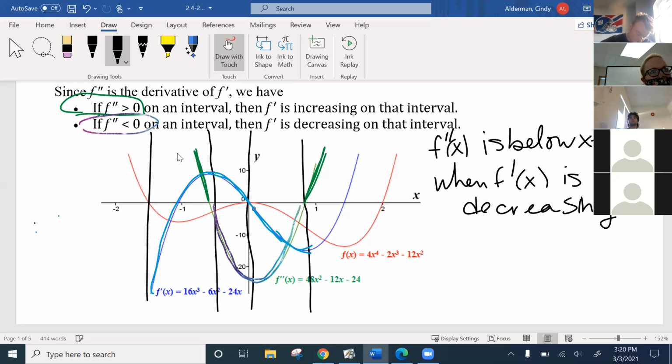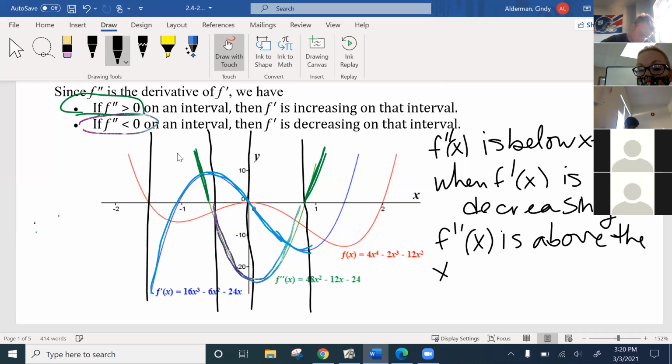And I'm just saying the same thing that they are, just kind of backwards. So you get used to reading it both ways, okay? All right, and then we can do when f double prime of x is above the x-axis, then f prime of x is doing what? Increasing.